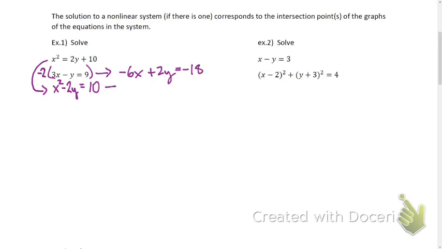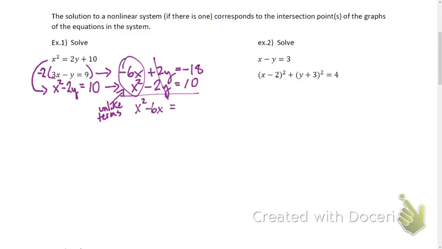And then just copy this equation that I rearranged, and combine them. The y's cancel. Now these right here are unlike terms. You cannot combine them. So you just write them next to each other. And then, since we have an x squared and an x, we have to approach it differently. I would attempt to factor it.